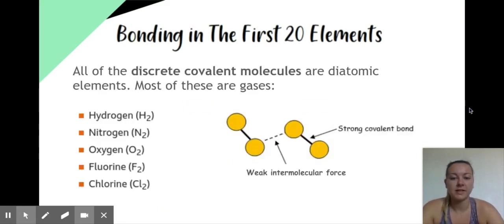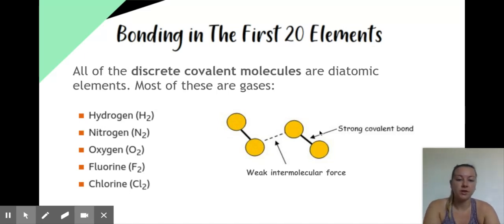Next we have discrete covalent molecules. So you have covalent molecules which are gases, and the diatomic elements, most of these are gases. So we've got hydrogen, nitrogen, oxygen, fluorine and chlorine. Now you'll notice bromine is not in that list, and that is because bromine is not in the first 20 elements, so we don't need to worry about bromine or iodine, which we know bromine is a liquid at room temperature and iodine is a solid. When we're talking about the first 20 elements, all of the diatomic elements or the discrete covalent molecules are gases.